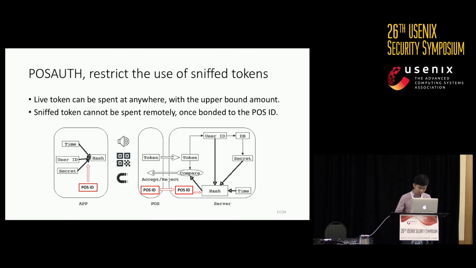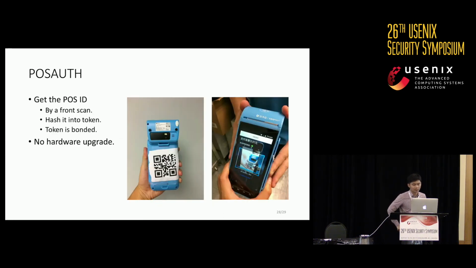However, there is a challenge: how can the application get the POS machine ID? The channels used to transport the token are directional. So usually, through this channel, the application cannot get information from the POS machine. So we proposed that at the back of the POS machine, there can be a printed QR code containing the POS machine ID.